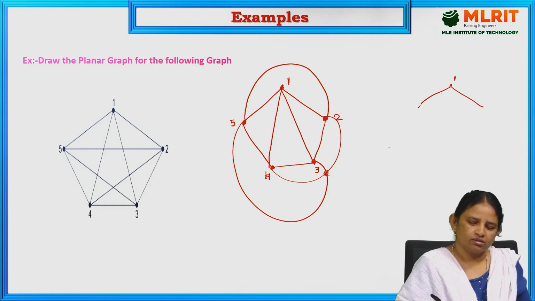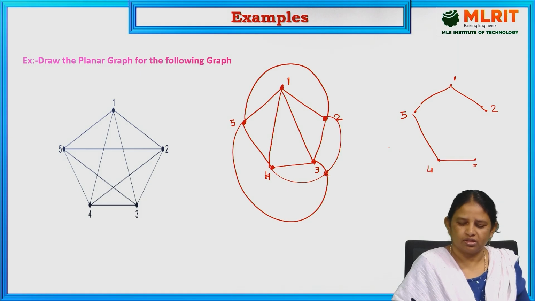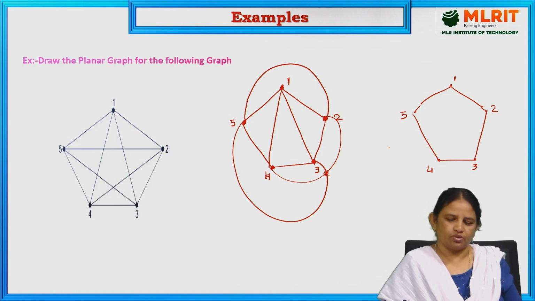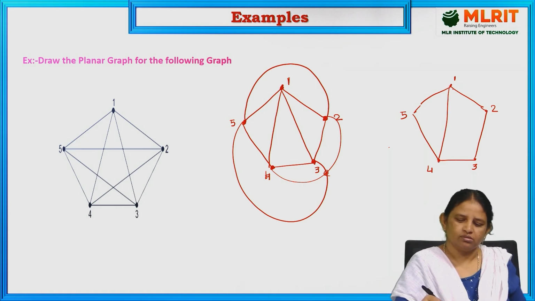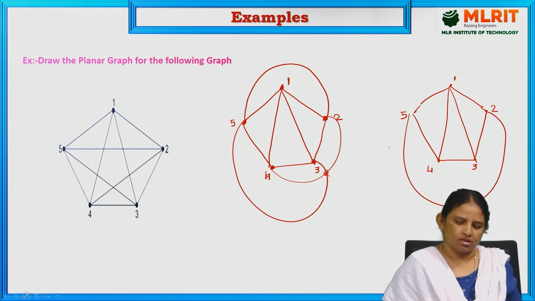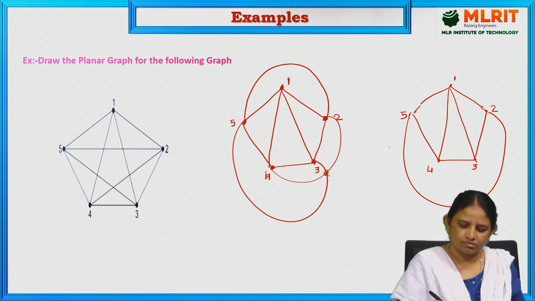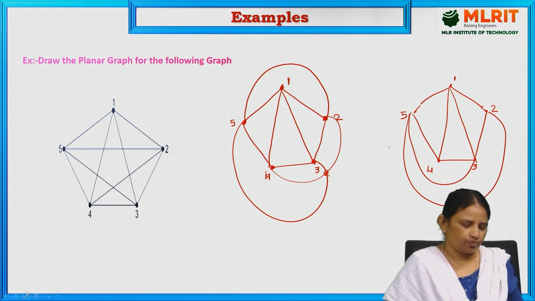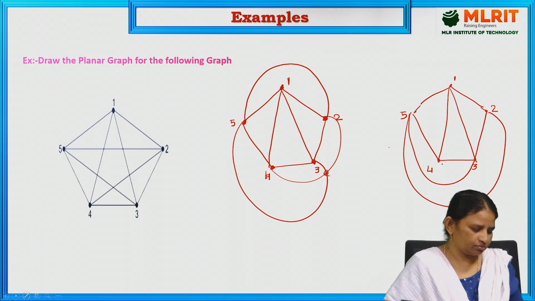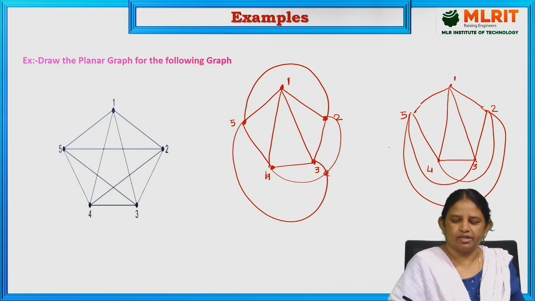1 to 5, 2, 5 to 4, 4 to 3, 3 to 2. So this is one possibility. Again 1, 4, 3. Next 2 to 5. Draw like this. Next 3 to 5. Next 2 to 4. Not possible. There is a crossing.